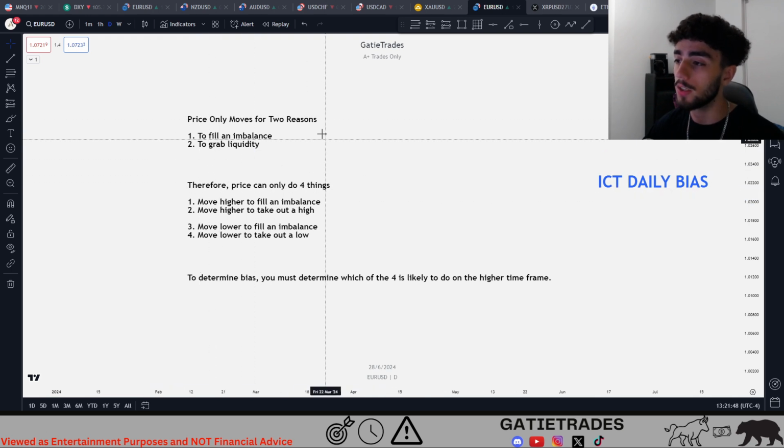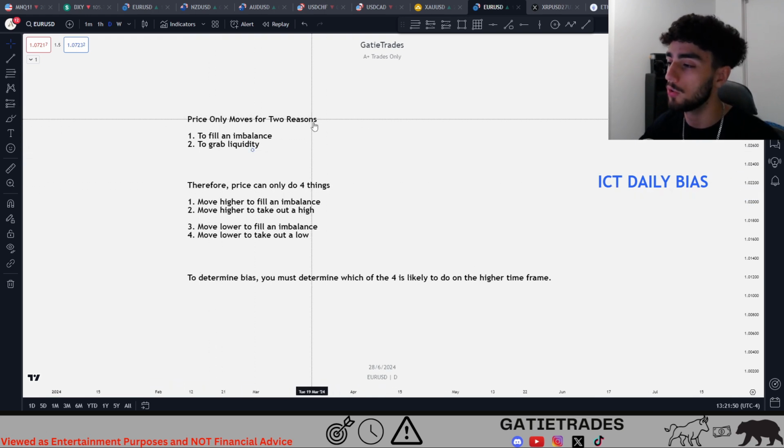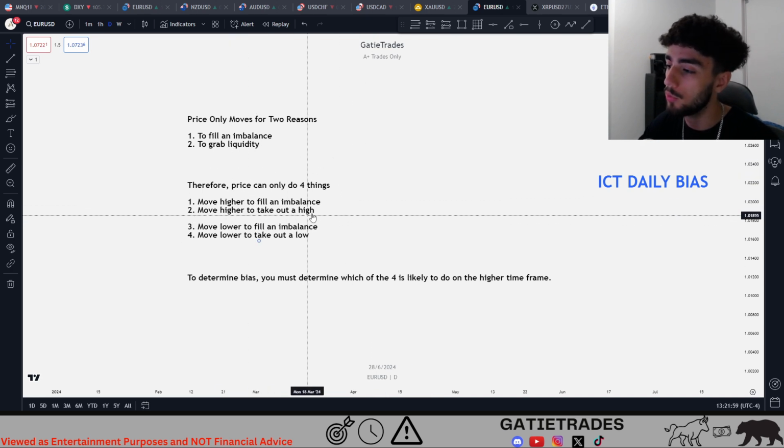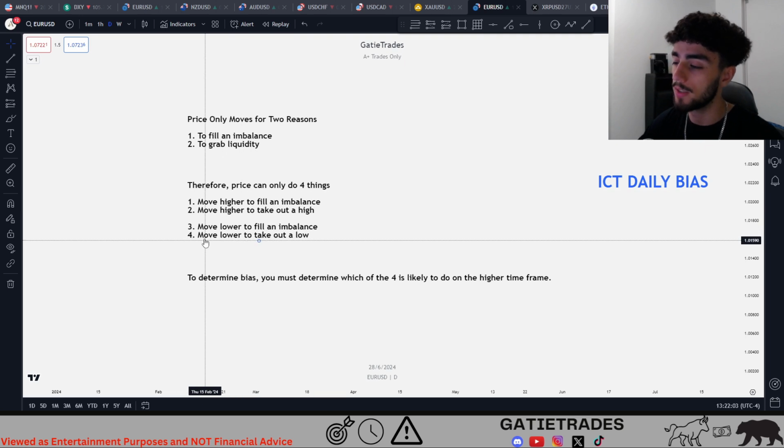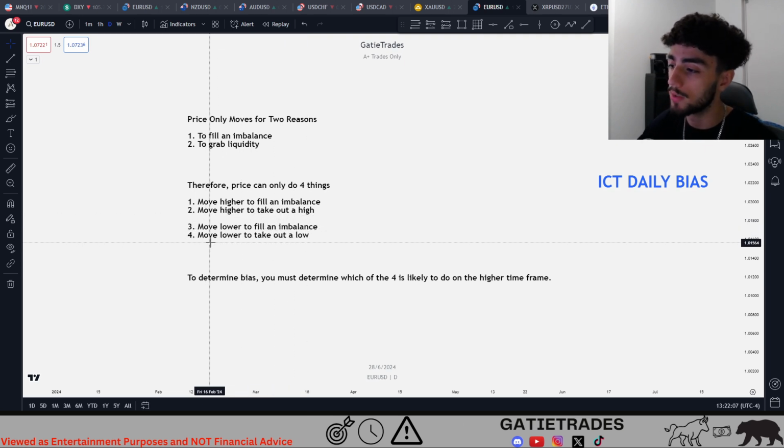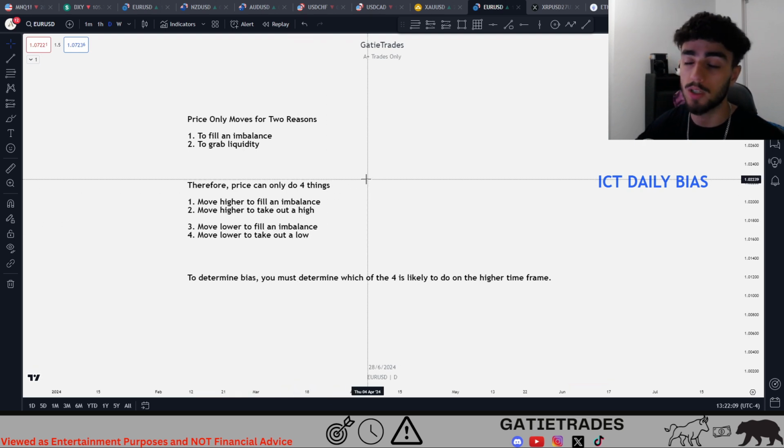So understanding this will lead you to this conclusion that price can only do four things. We're either going to move higher to fill an imbalance, or we're going to move higher to take out a high. If it's not moving higher for an imbalance or a high, then price is not moving higher. If price is going to move lower, it's going to do so either to fill an imbalance or take out a low. So in other words, we're going to go higher for an imbalance or liquidity, or we're going to go lower for an imbalance or liquidity.